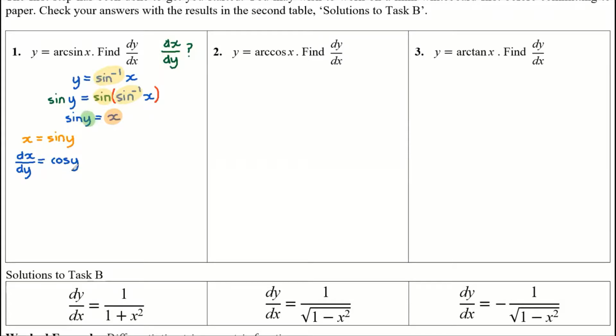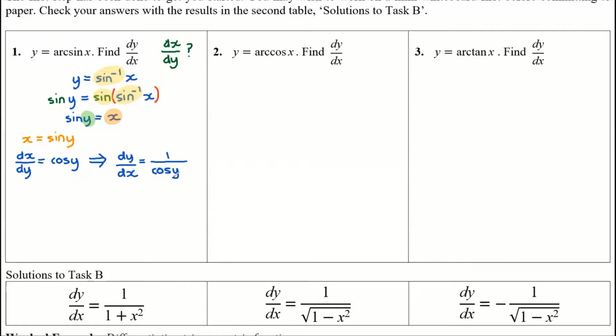The problem is I want dy by dx. Well, that's okay. I just use the reciprocal. So dy by dx is equal to 1 over the cosine of y. Still doesn't look like any of those solutions I provided. What's going on? Or what's the problem, more importantly?